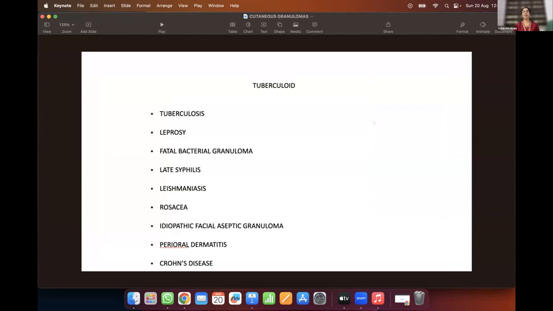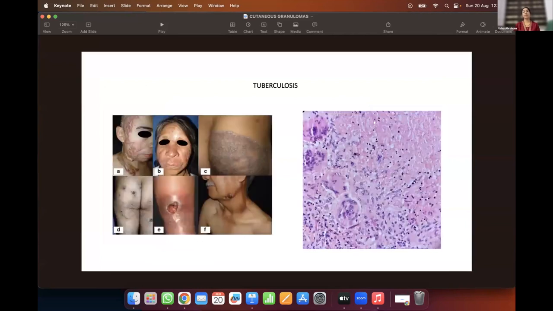So we're going to come to the tuberculoid granulomas. Tuberculoid granulomas are seen in many conditions such as tuberculosis, leprosy, facial bacterial granulomas, late syphilis, leishmaniasis, rosacea, idiopathic facial aseptic granuloma, perioral dermatitis, and even in Crohn's disease. Cutaneous tuberculosis can present as papules, nodules, and usually as painful ulcers.